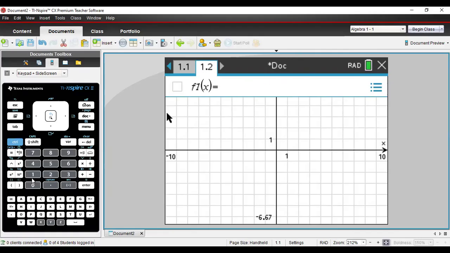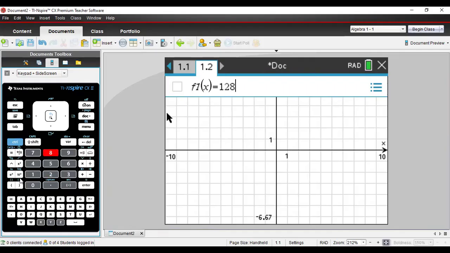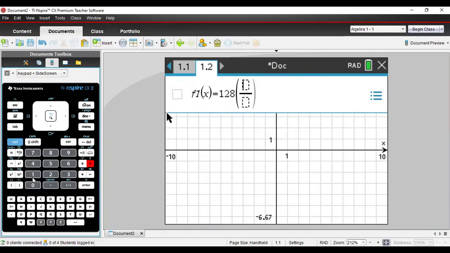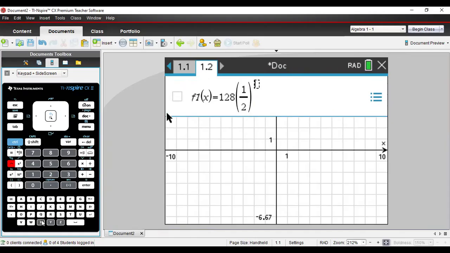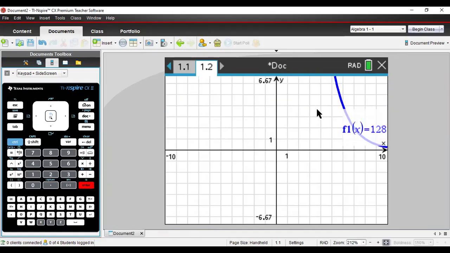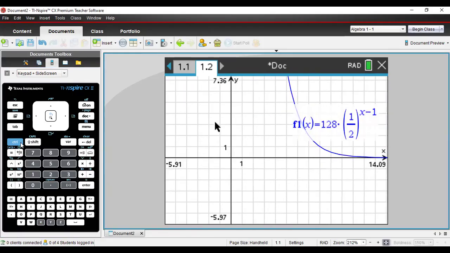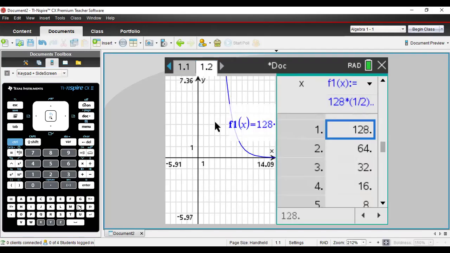So here's what I'm going to do. I'm going to do 128 parentheses, and then I'm going to put in the common ratio, which is 1/2. And then I'm going to close this, and then it's going to be x minus 1 as the exponent. And then I press enter. Now, here's all you have to do. Go to the table, Control T, and look at the first term.